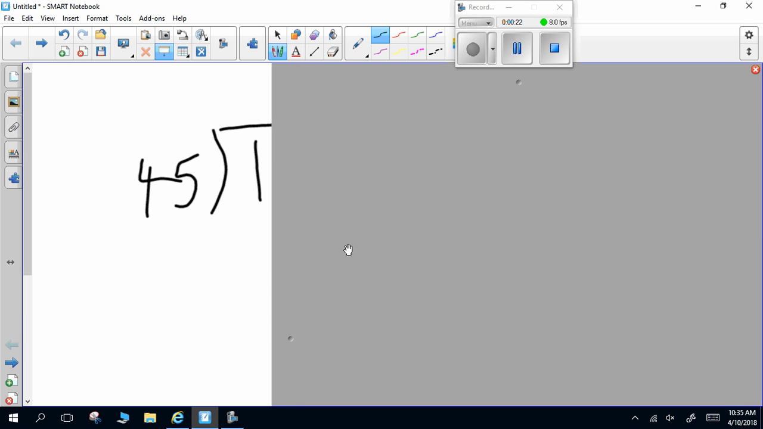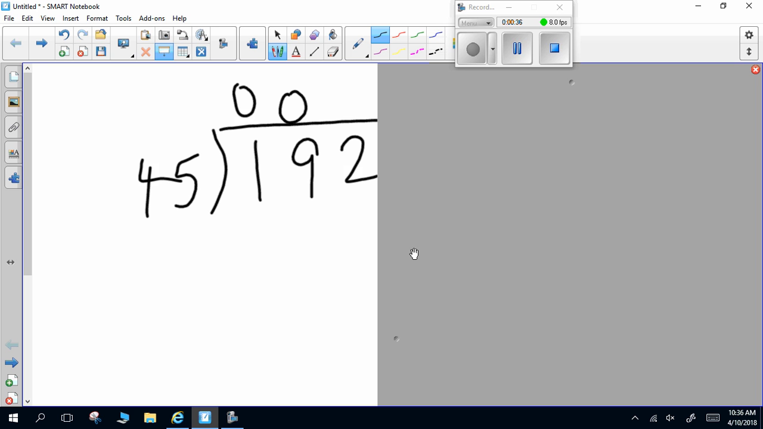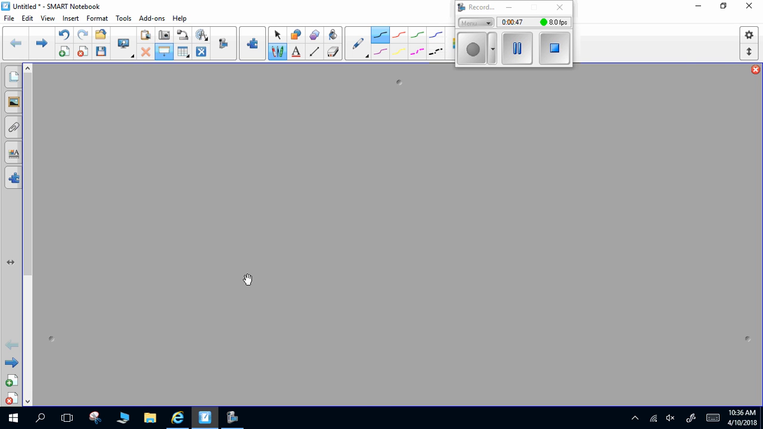So the first thing I'm going to look at is how many groups of 45 I can get from 1, and that, of course, is 0. So then I go here. How many 45s are there in 19? 0. And now I have 45 divided into 192. So I need to think about how many 45s are in 192. So I think maybe 3.